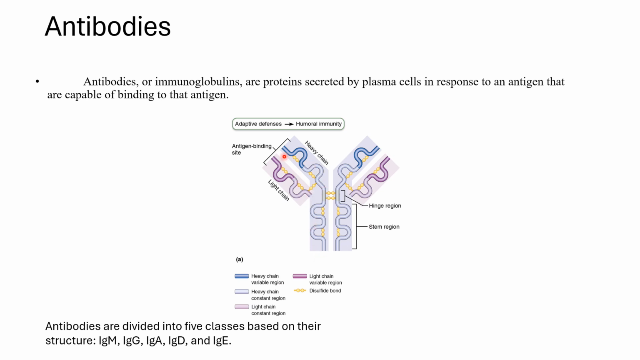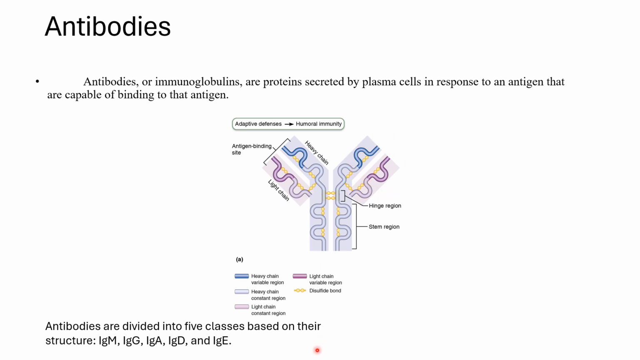They look like this. They all have a heavy chain and a light chain. In this portion, they have a variable portion. So this dark pink is the variable portion. Variable means that it will be different according to the specificity of that antibody.